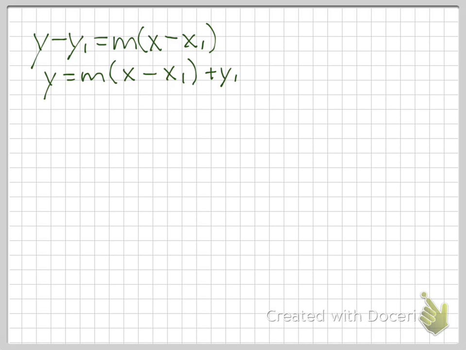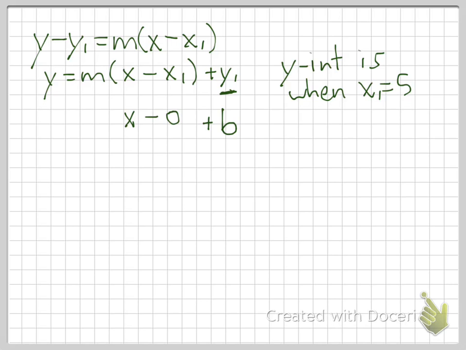And now if we think about slope-intercept form, y equals mx plus b, it's not y1 out there, it's b. Well, b is the y-intercept. So for that to be a b and the y-intercept, we need the x value to be 0. Because when you have the y-intercept, I'm going to make that x1 equal 0. So now it's x minus 0. So y equals mx plus b, which is our slope-intercept.